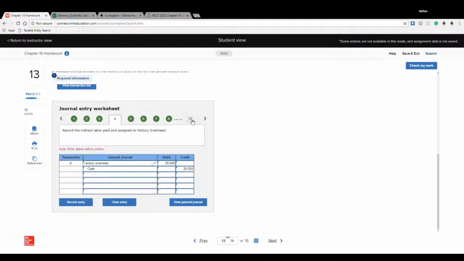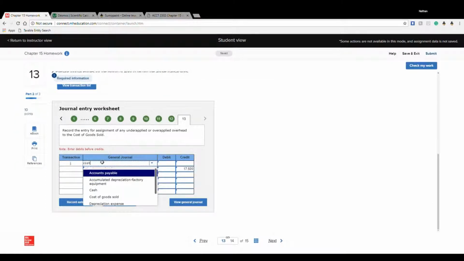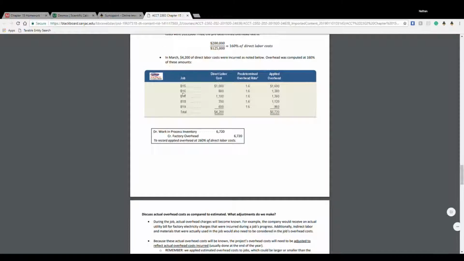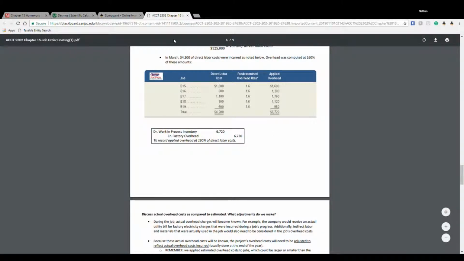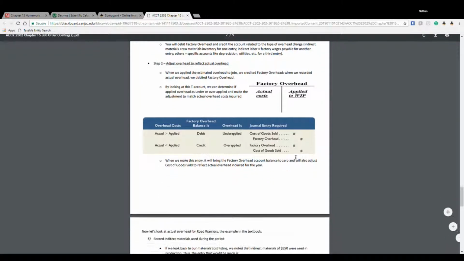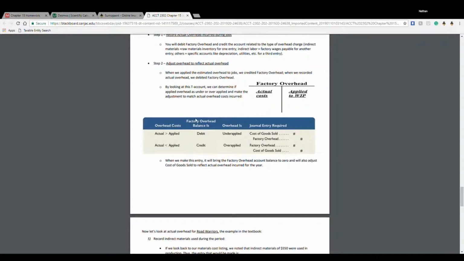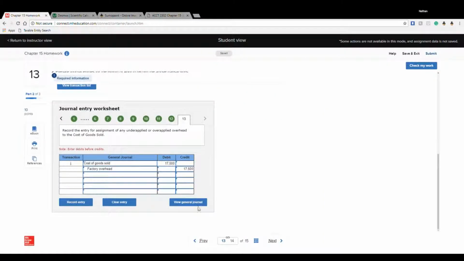So I go right to here. We already know we have to credit because we're under applied, of that 17,500, if I remember right. Yep. And that means cost of goods sold gets the same amount, 17,500. Okay. So with that being said, again, we can look at our actual chapter. There's our notes right there, again showing us what to do. And there we go.